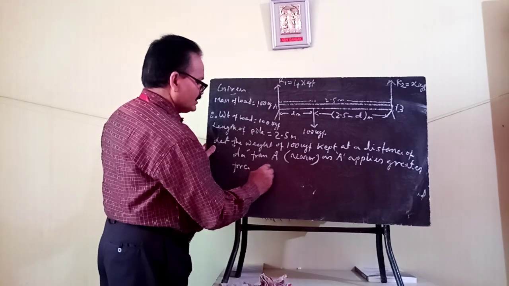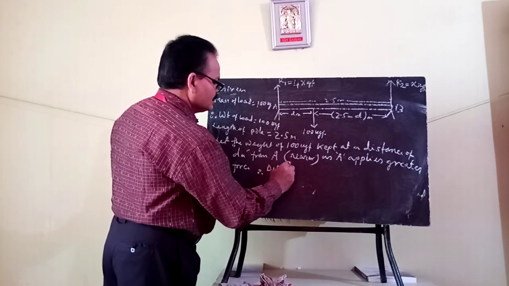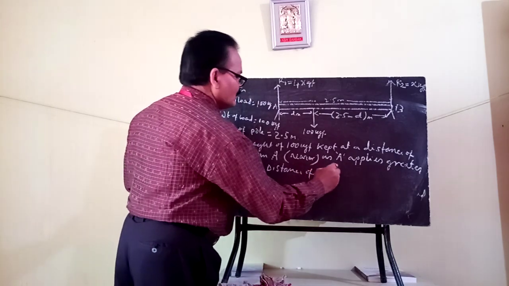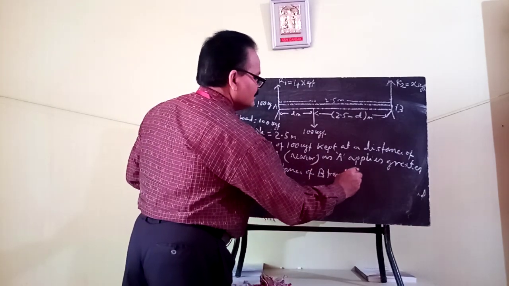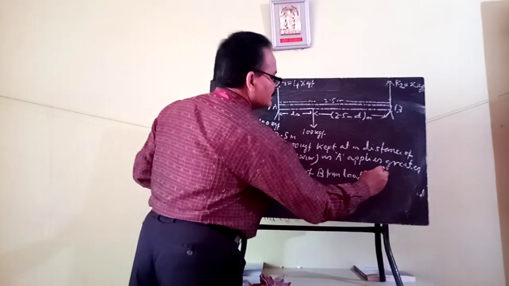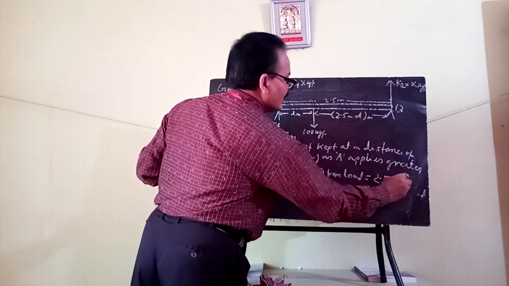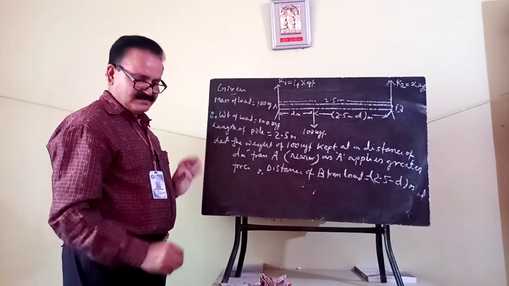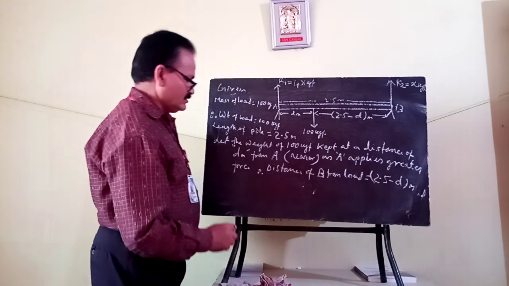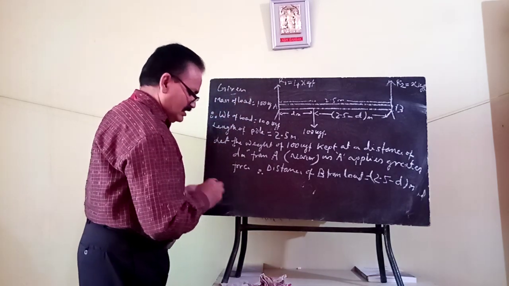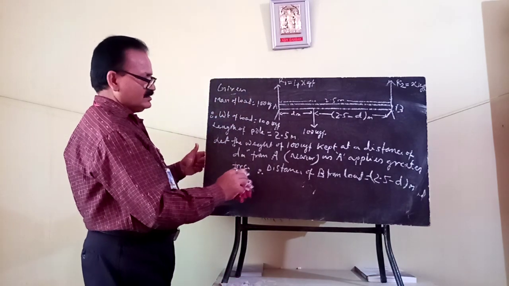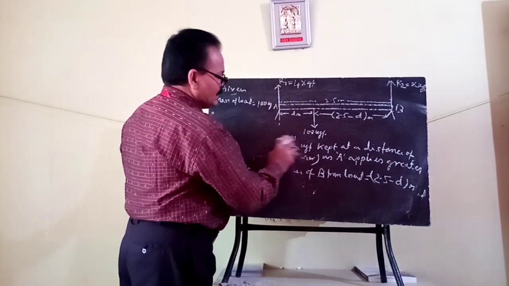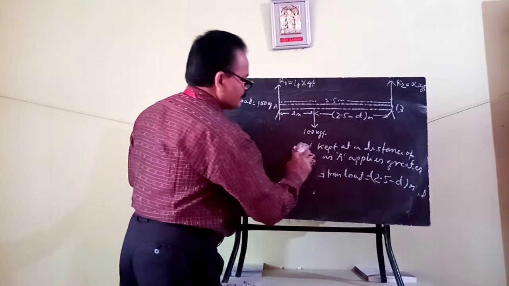Therefore, the distance of B from the load equals 2.5 minus d meter. Okay? Now, again I have to remove it to solve further. So these are the given parts that I have written.